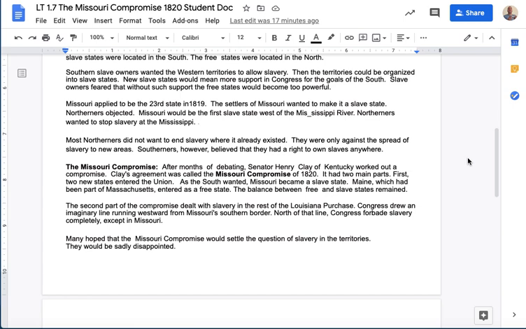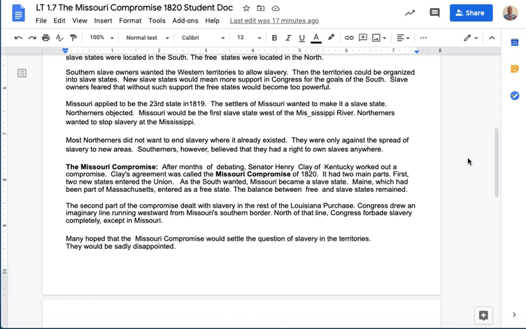Missouri applied to be the 23rd state in 1819. The settlers of Missouri wanted to make it a slave state. Northerners objected. Missouri would be the first slave state west of the Mississippi River. Northerners wanted to stop slavery at the Mississippi.